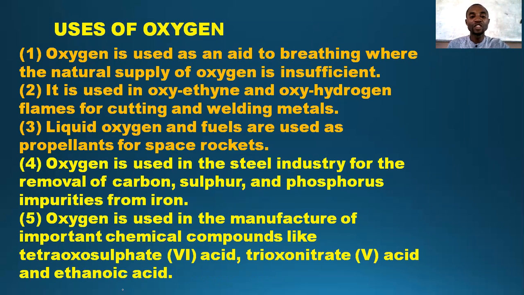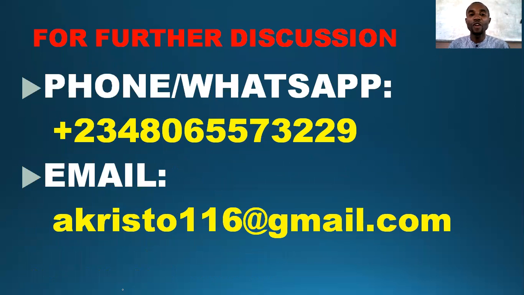Next one is that oxygen is used in the steel industry for the removal of carbon, sulfur, and phosphorus impurities from ore. Next thing is that oxygen is used in the manufacture of important chemical compounds like tetraoxosulfuric acid, trioxonitrate 5 acid, and ethanoic acid. These are the wonderful uses of oxygen. And with this, we come to the end of this particular class.